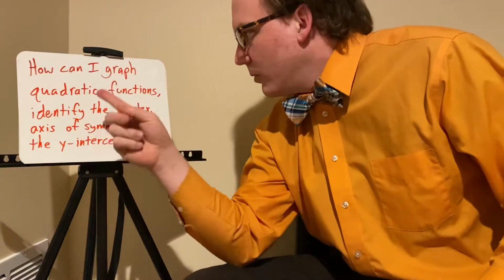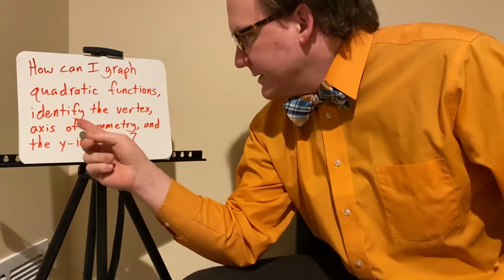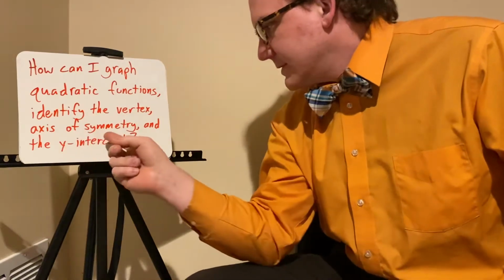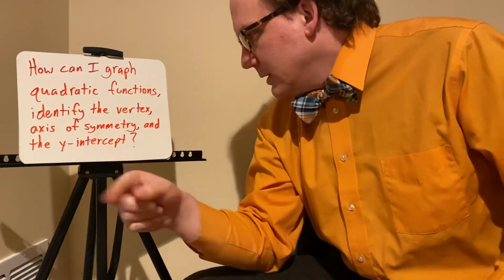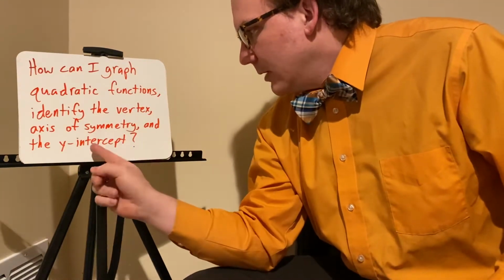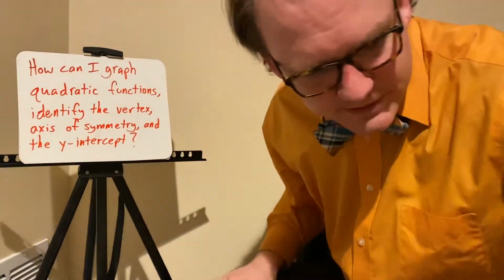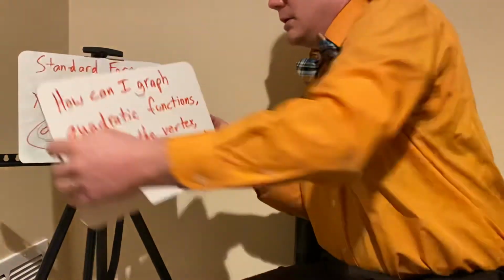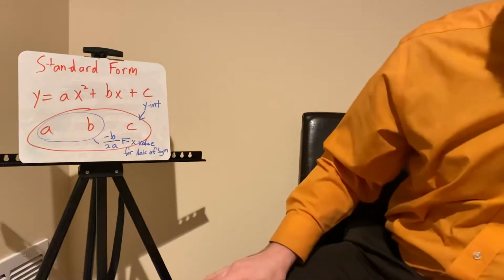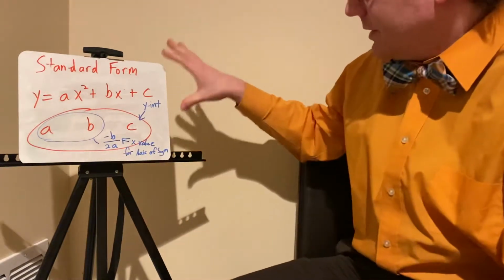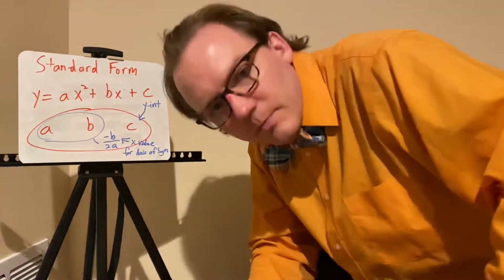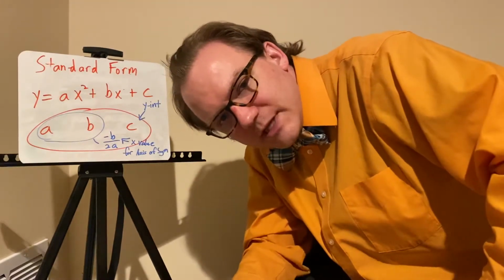How can I graph quadratic functions, identify the vertex, axis of symmetry, and the y-intercept? And we're also going to talk about the x-intercepts too. All right, so there's three forms of a quadratic function. We're going to start with standard form. That's going to be your most common form that you will see and use.